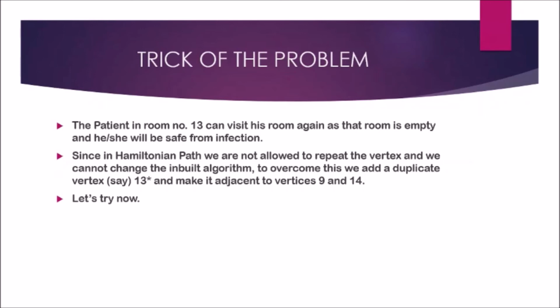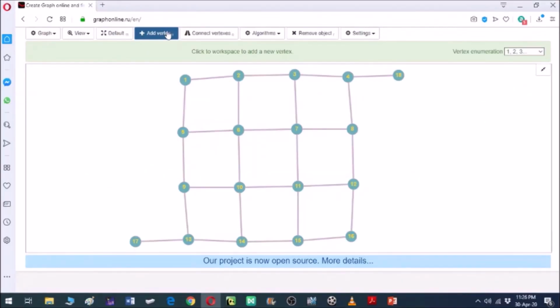Now the question is how we can bring it into our graph. Since in a Hamiltonian path we are not allowed to repeat any vertex, what we can do is add a duplicate vertex 13 star of 13 and connect it with the neighbors of 13. I am adding 13 star to the graph and connecting it with 9 and 14. Now let us find the Hamiltonian path of this graph.